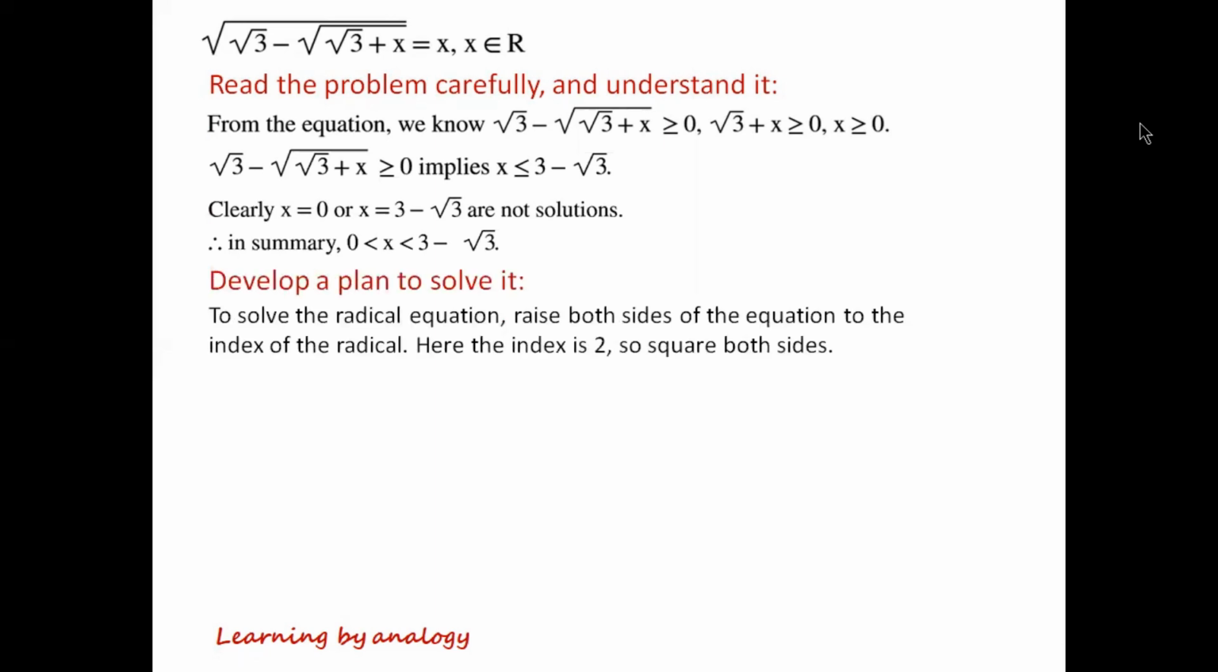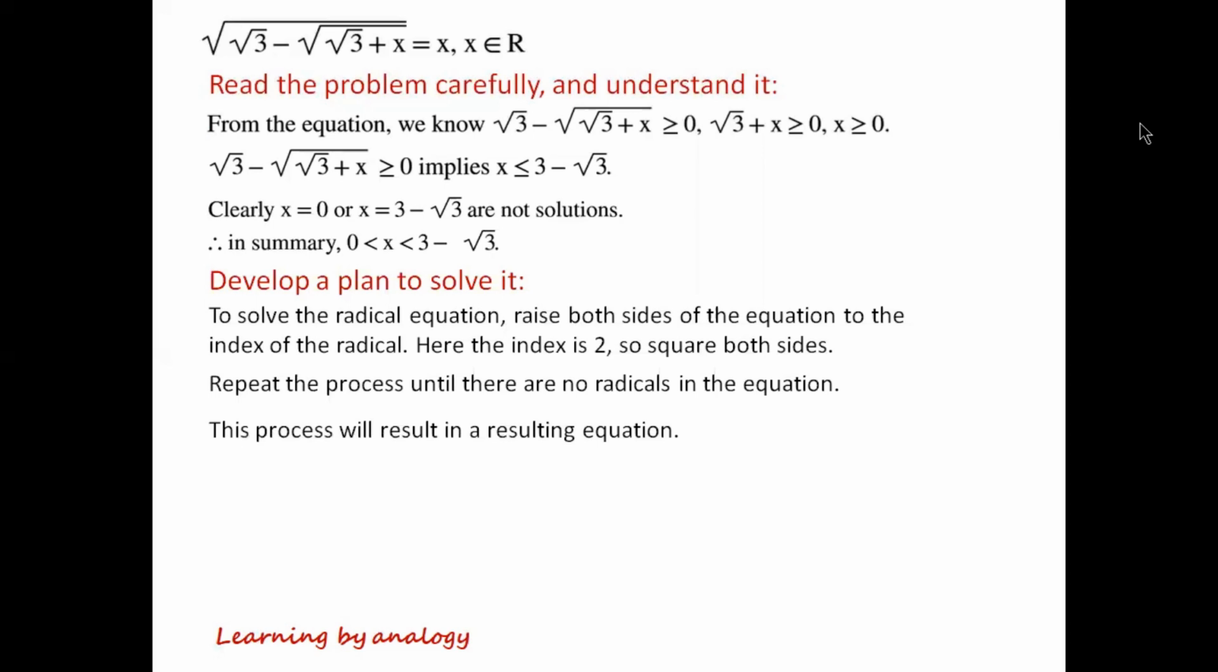To solve the radical equation, raise both sides of the equation to the index of the radical. Here, the index is 2, so square both sides. Repeat the process until there are no radicals in the equation. This process will result in a resulting equation. Solve the resulting equation, and check the solutions with the original equation.